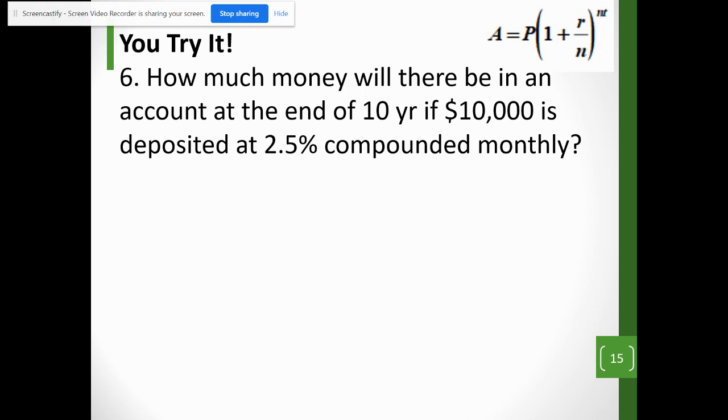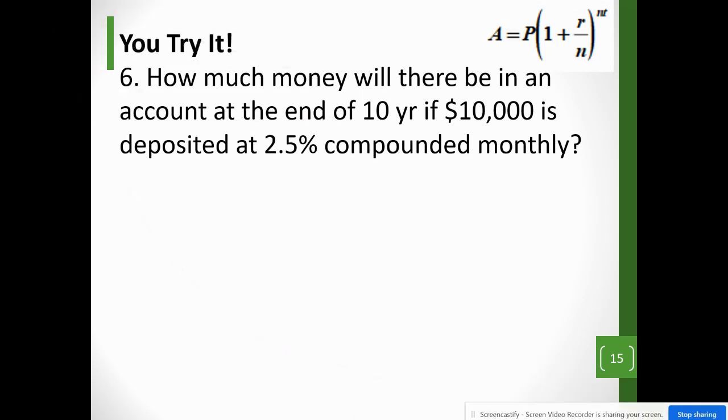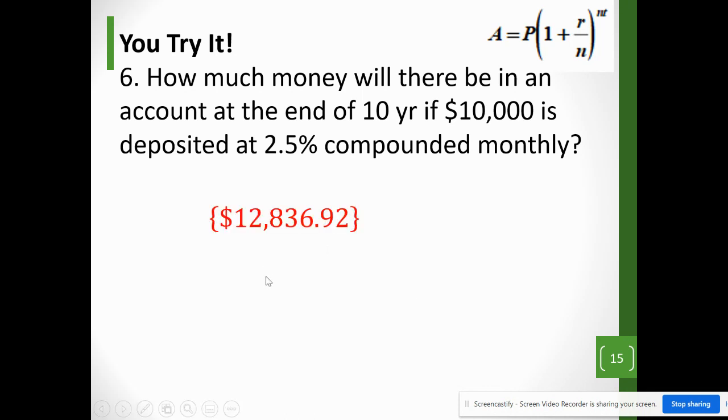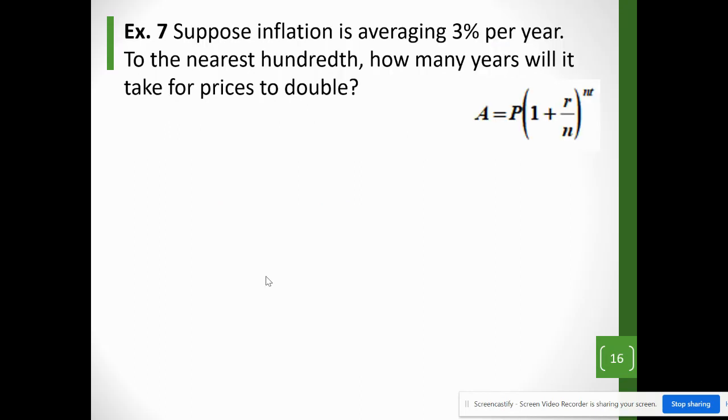There's the formula. I'm reminding you guys of your formula. And you should get that at the end of 10 years, you will have $12,836.92.